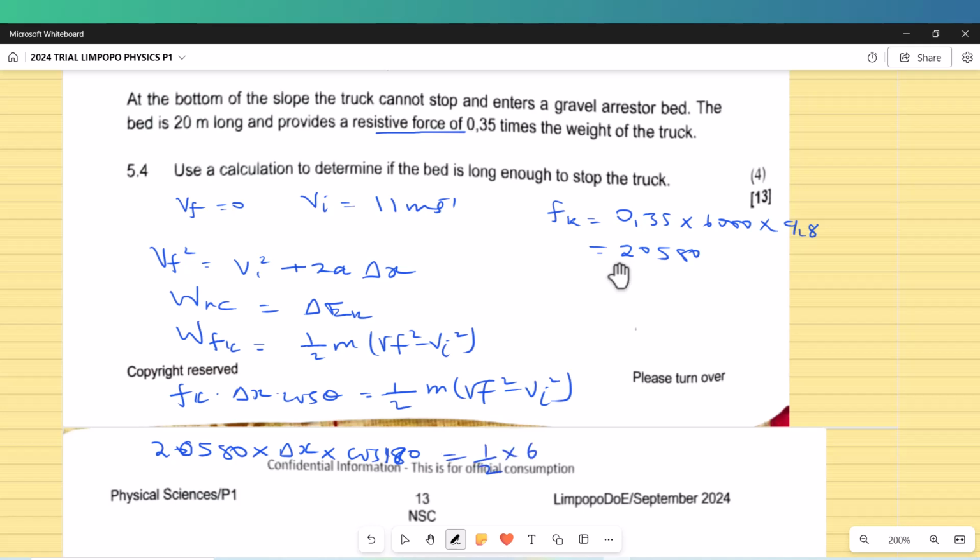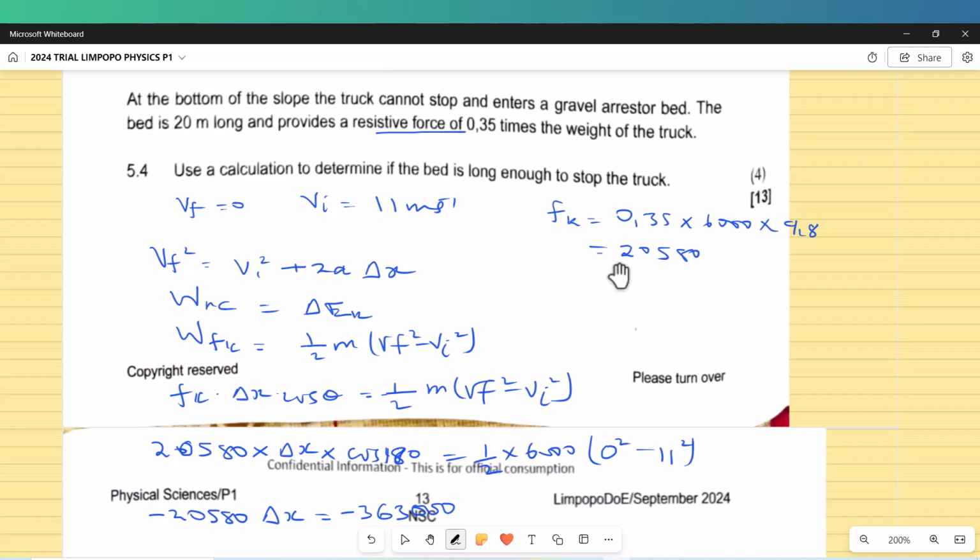The mass we know is 6,000. Final velocity must be 0 because we want it to stop, so 0 squared minus 11 squared. Cos 180 is negative 1, so the left side is negative 20580 delta x. This side we get 0.5 times 6,000 times negative 11 squared, which gives us negative 363000.